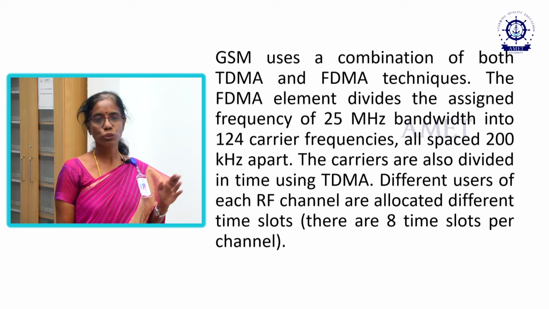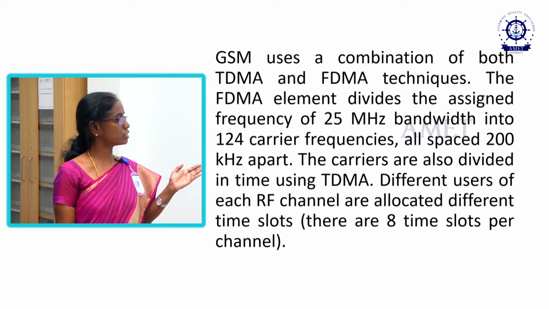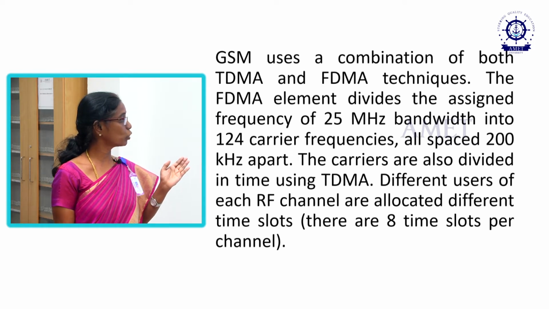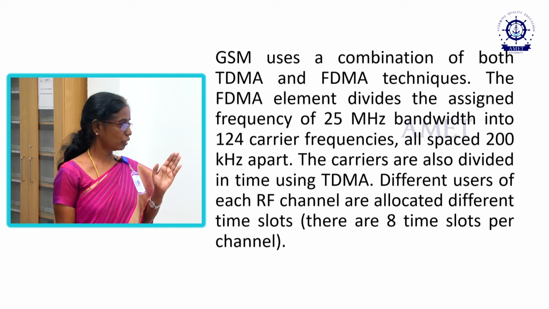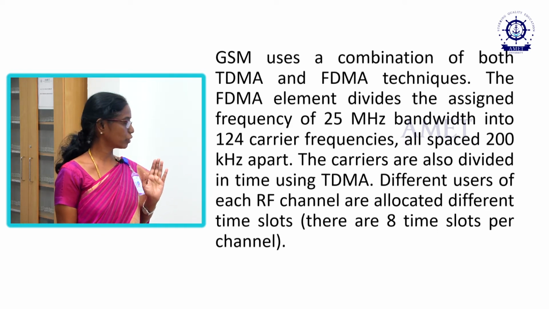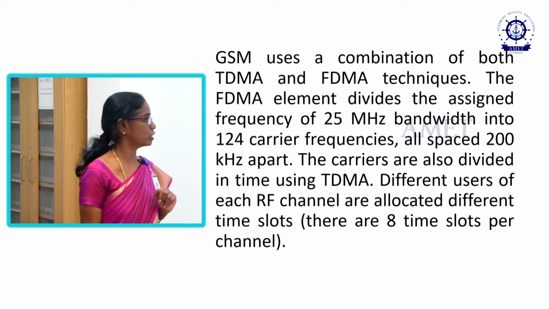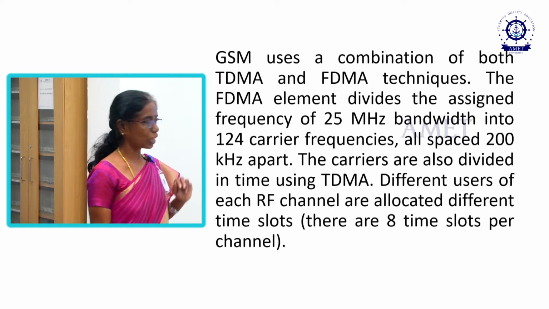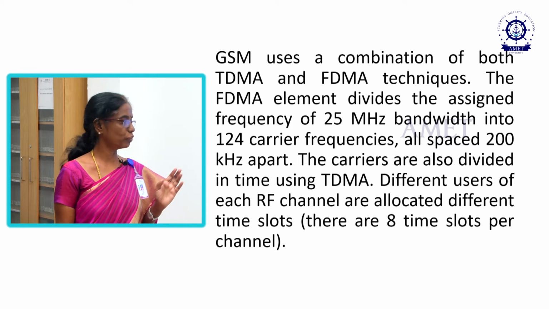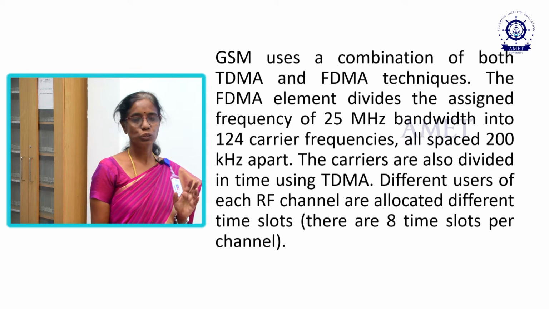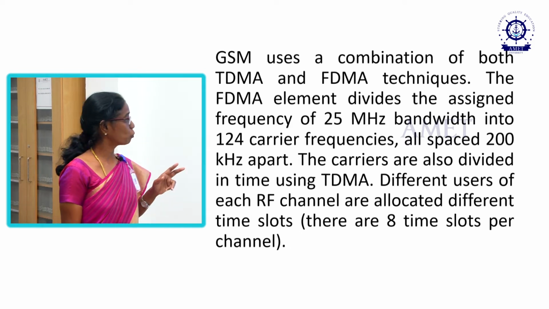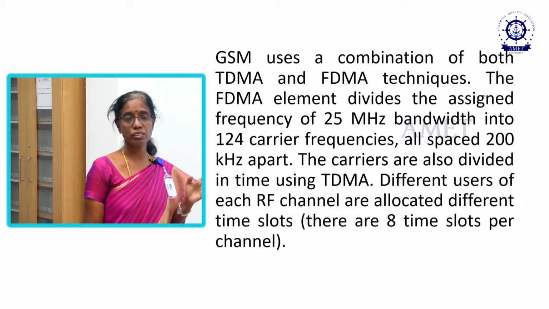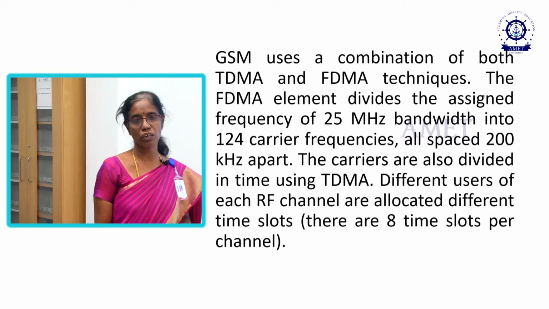So here I said we have 124 carrier frequencies given with a slot spacing of 200 kilohertz, and in the time domain we have 8 time slots per channel. So for a single channel, 8 time slots and 124 carrier frequencies are allotted in the GSM technique.